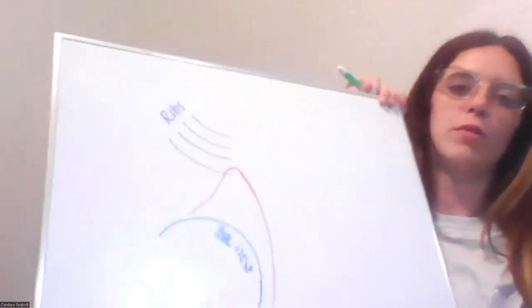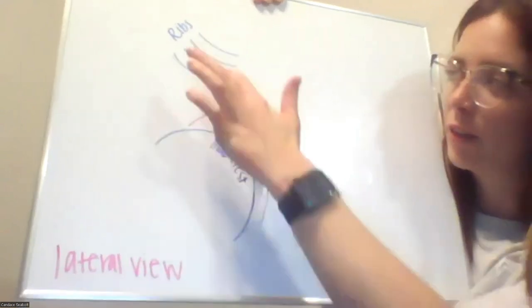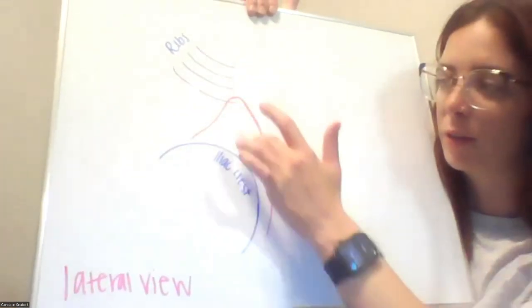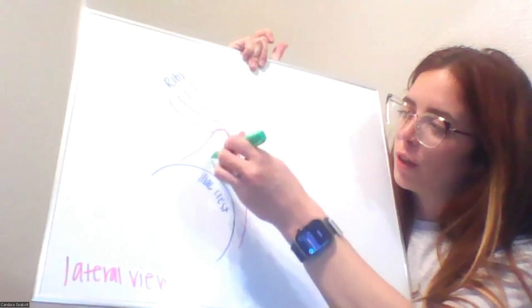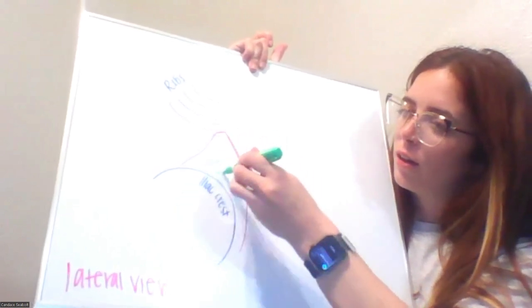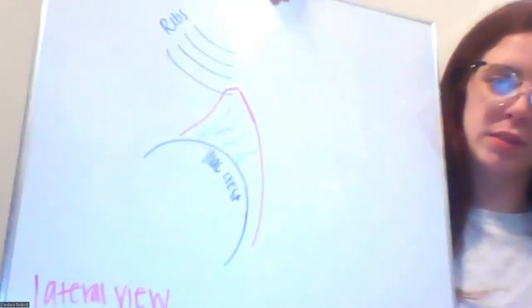We have the lateral view. We have the iliac crest here. These are going to be our ribs. This is going to be the internal oblique. With the internal oblique, the line of pull is going to be going down. So if I'm here, it's going toward the iliac crest. So it's pulling down.